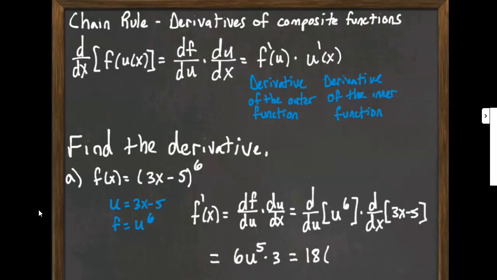Now, the answer is not 18u to the fifth because our original function was in terms of x, and we want the derivative now in terms of x. So we go back and say, hey, u is 3x minus 5. So we put that into our equation: 18 times 3x minus 5, all now raised to the fifth power. And now we have done our first derivative using the chain rule.